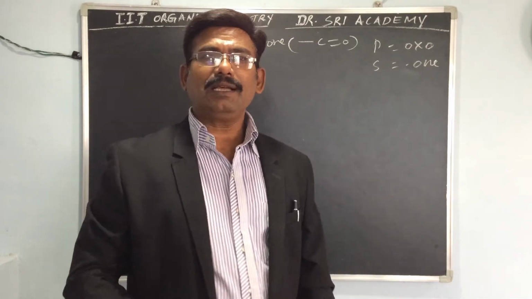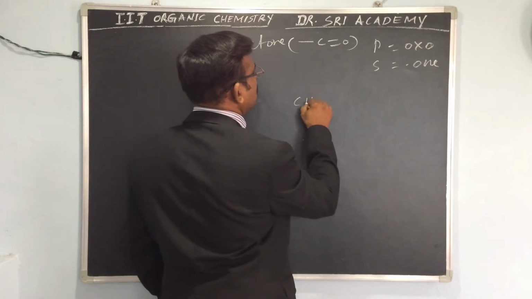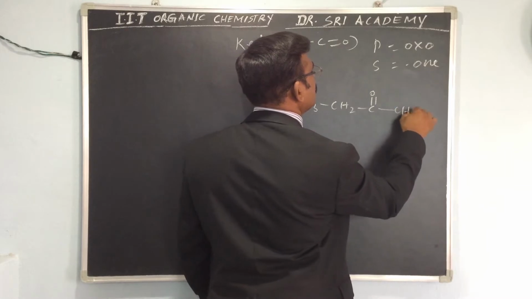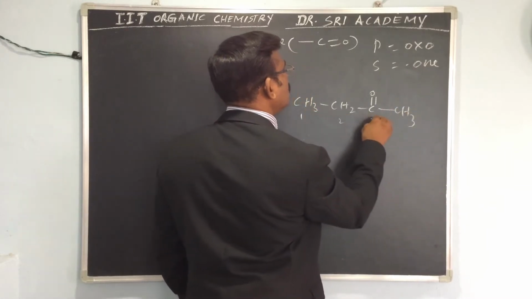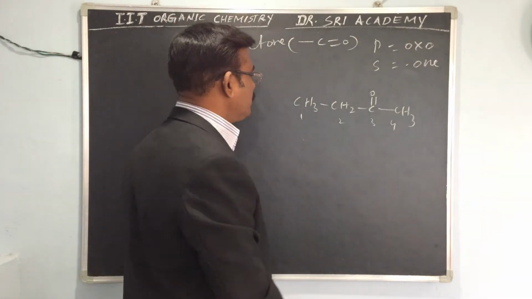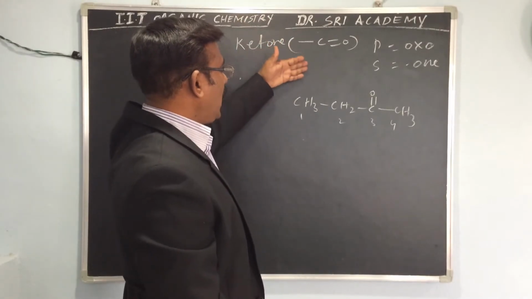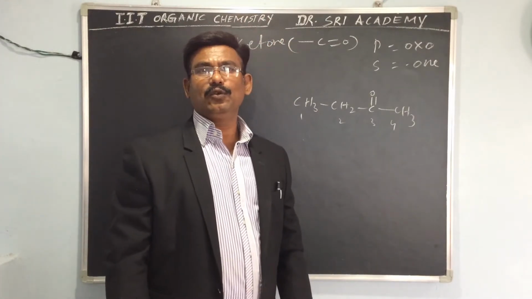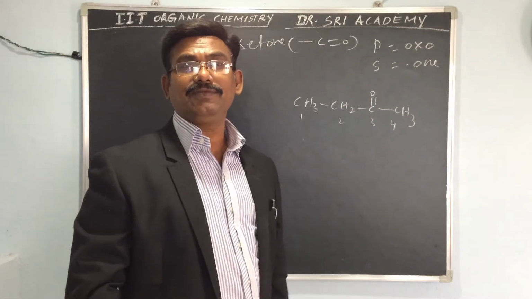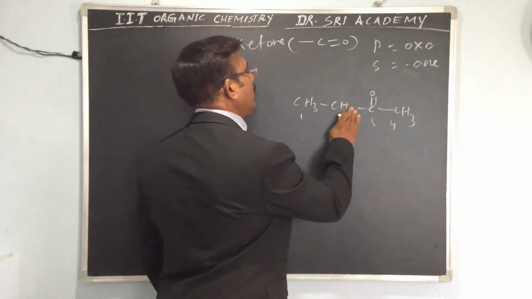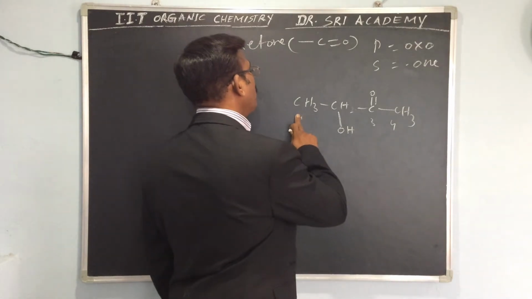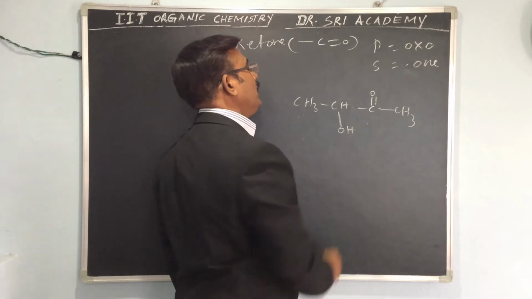For example, butane, we have to write down CH3, CH2, CH. So this is 1, 2, 3, 4. 4 means but. So how can you give the naming? In this, we have to introduce 2 functional groups. One is the ketone, another one is the hydroxy. So we have to write the hydroxy group here. So now, numbering. How can you give the numbering? 4 carbons are already there.